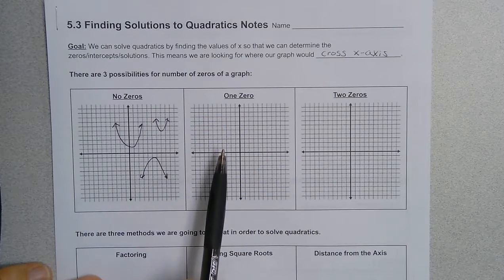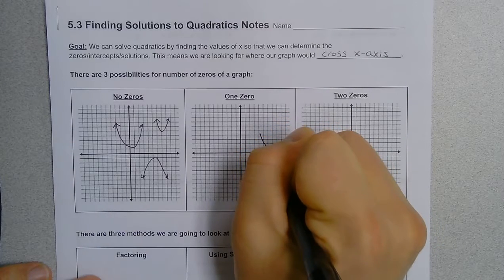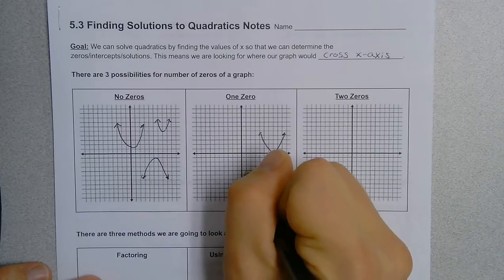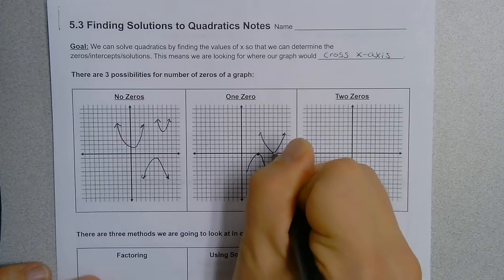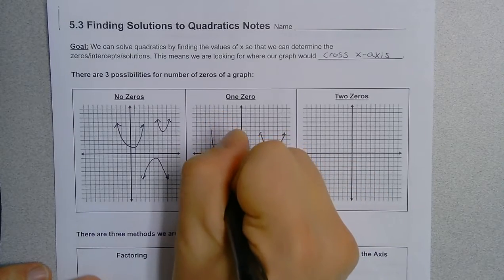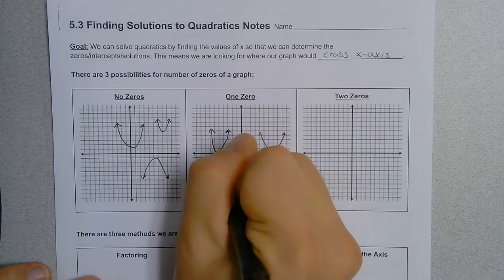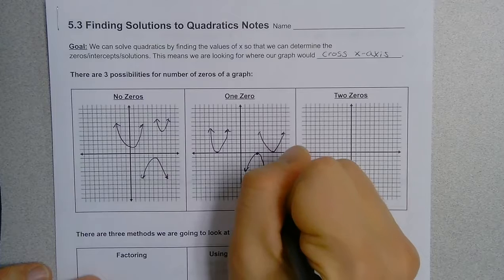Moving over, you could have one zero. So that just means it's going to touch the x-axis one time here, or maybe here, or over here. Let me make sure I have my arrows on each.